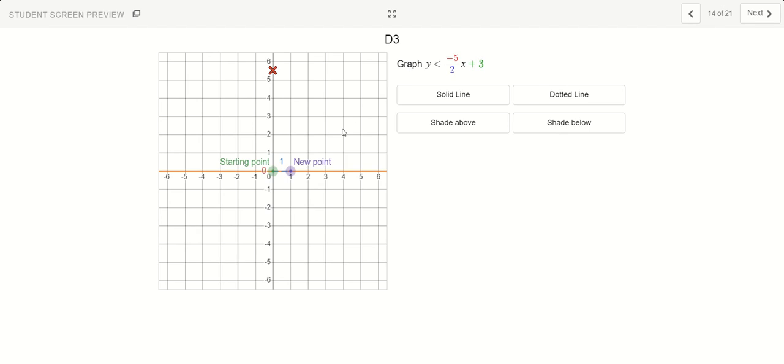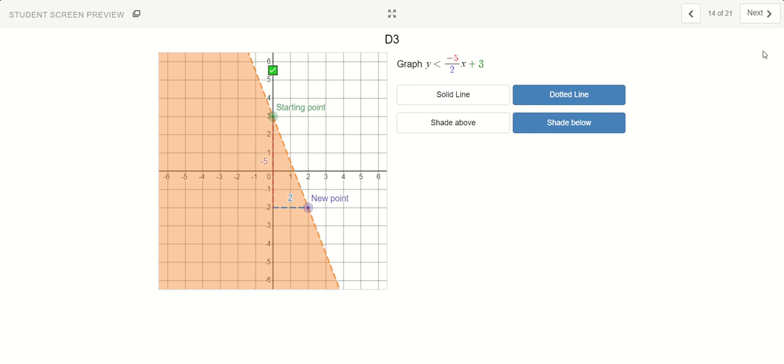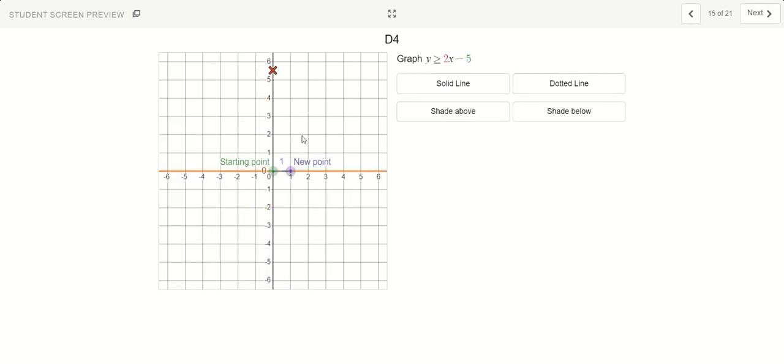Over here, let's graph this one. We're starting at plus 3. And then here we're going down 5 over 2. Down 2, 3, 4, 5, over 2. Again, since we're not including the line, it's going to be a dotted line. And notice that since it's smaller than, the alligator mouth is facing the other way, so it's shaded below. And for the last one, starting at negative 5, let's move this to negative 5. Slope is positive 2, so up 2 over 1. And notice that y is greater than, the alligator mouth is facing towards y. So this is a solid line that's shaded above.